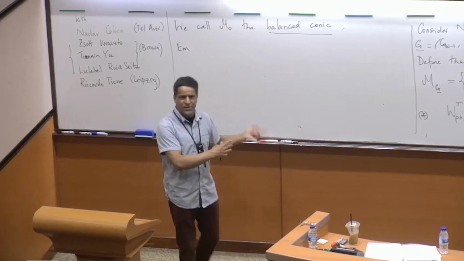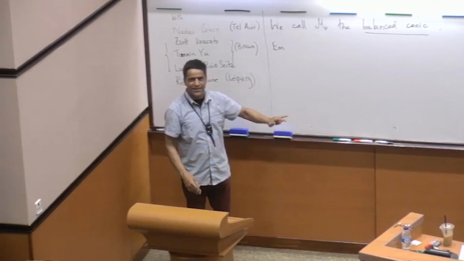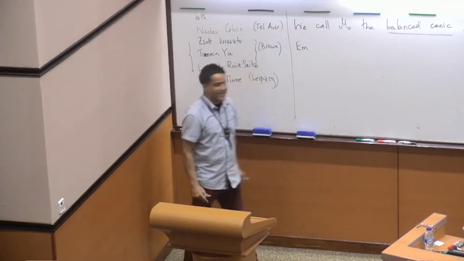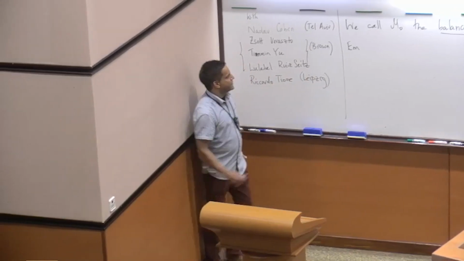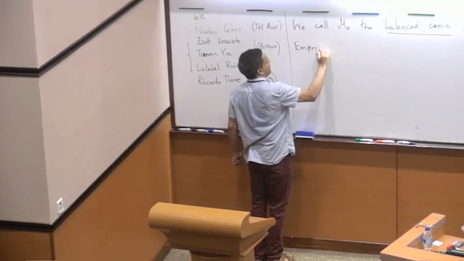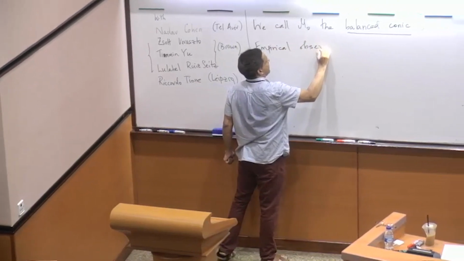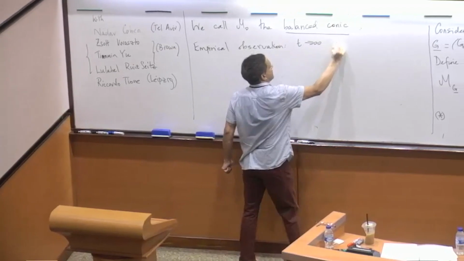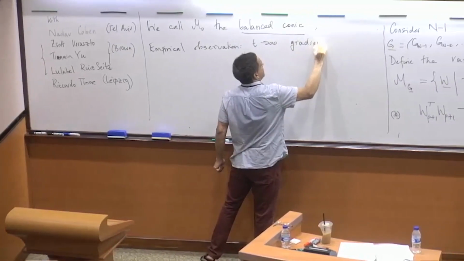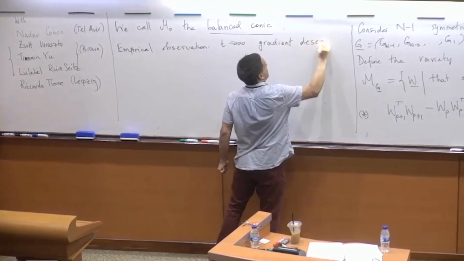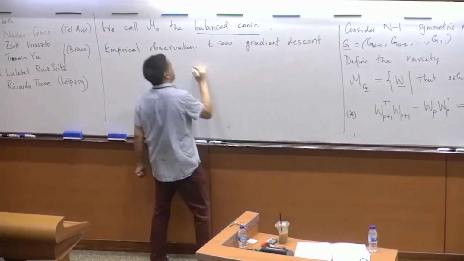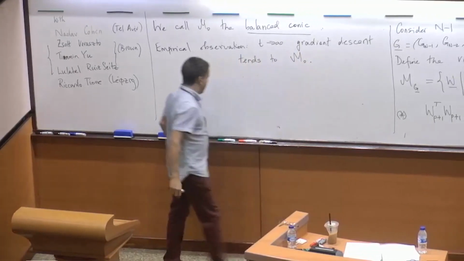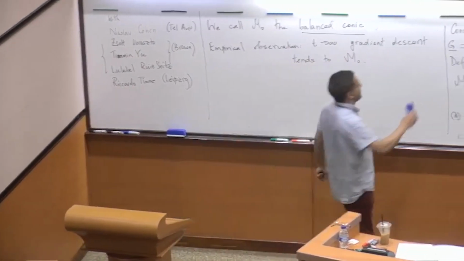Okay, but let me do a little bit more and state the second theorem. I want to state at least 4 theorems today, and we're halfway in. So let me state the second theorem. The empirical observation is that as t goes to infinity, so let's call this gradient descent, tends to M0.